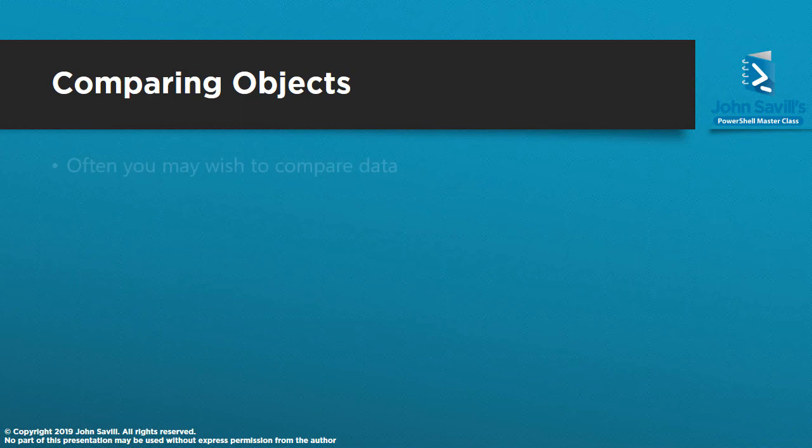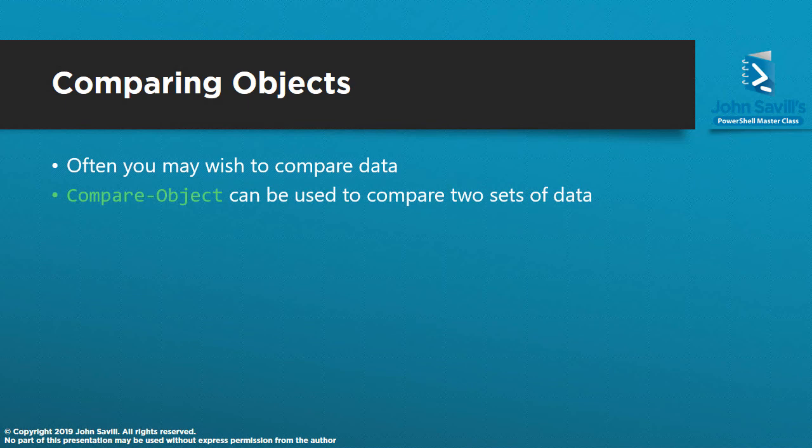Now, often I want to compare data. There's actually this phenomenal command, Compare-Object. So if I have 2 sets of data, it will look at the 2 sets and then compare them and show me where they're different. And I use this in a lot of different scripts that I write.